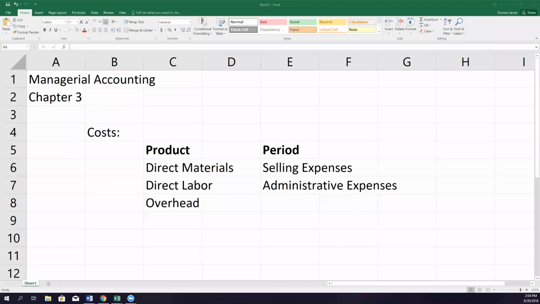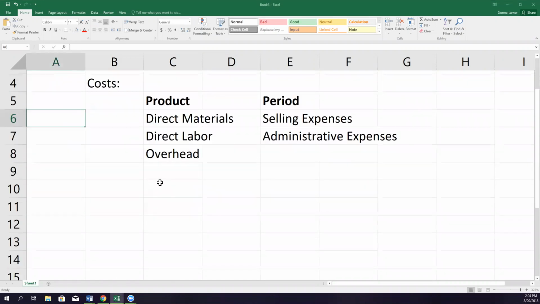Chapter 3 already. This chapter, we're going to spend a lot of time talking about those costs that we were talking about in the prior chapter. We talked about product and period costs. Now we're going to throw them all together and sort them out a different way. So we have 5 different types of costs, and instead of grouping them by product and period, we're going to group them depending on the behavior of the cost. I'll explain what I mean in a minute.